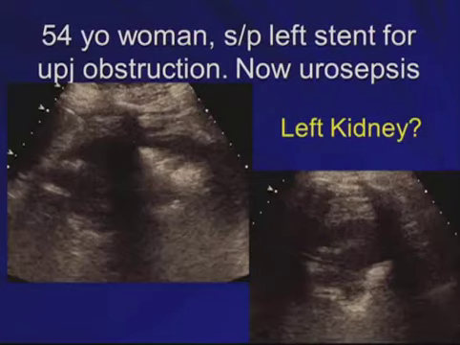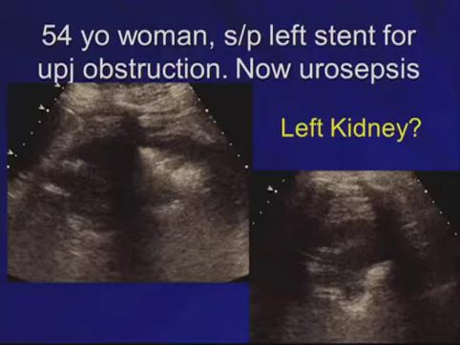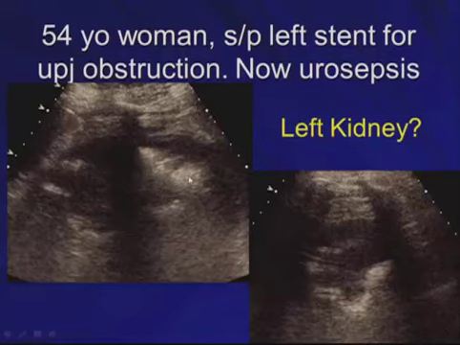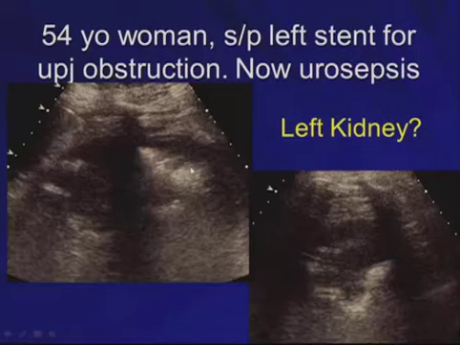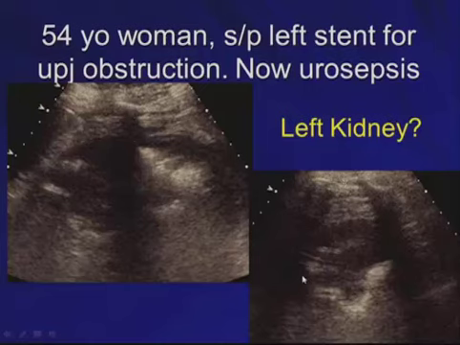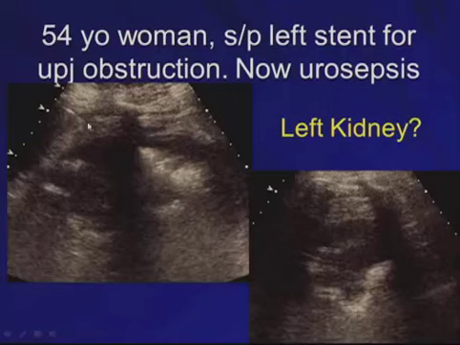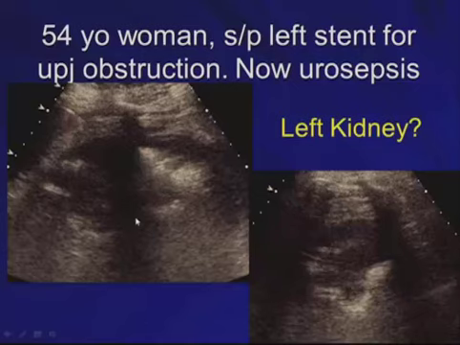Well, here's a patient who came in had a stent previously for UPJ obstruction, but now has urosepsis. And the sonographer came up to the radiologist and said, gee, I'm not sure, but this is the only thing I see in the left upper quadrant. I'm really not sure it's the kidney. And if you look at it, it looks like it perhaps is reniform, but it's very, very difficult to see. So is this a technique problem?